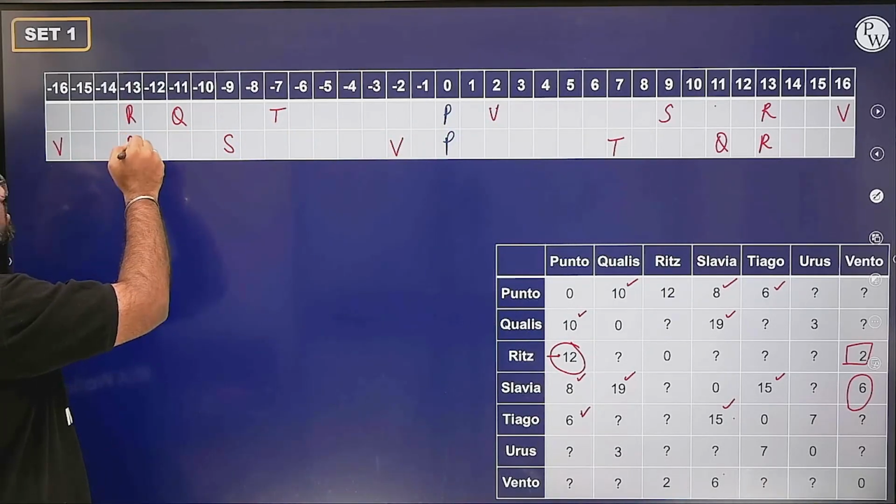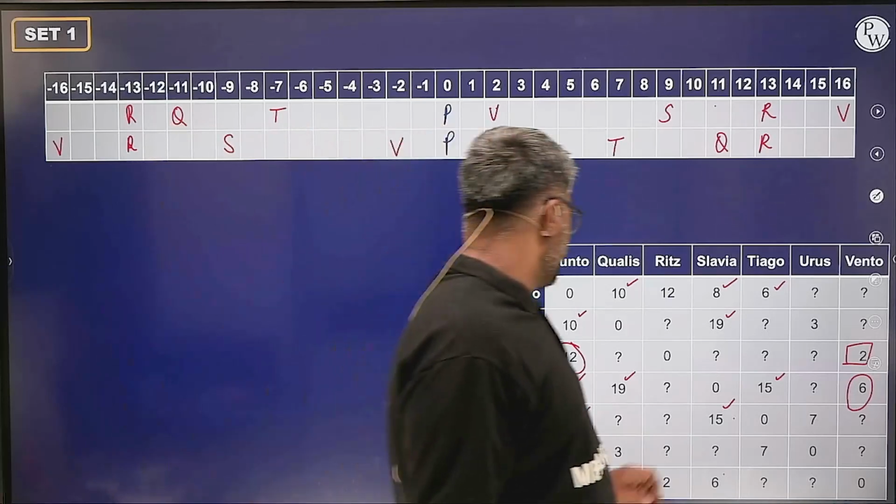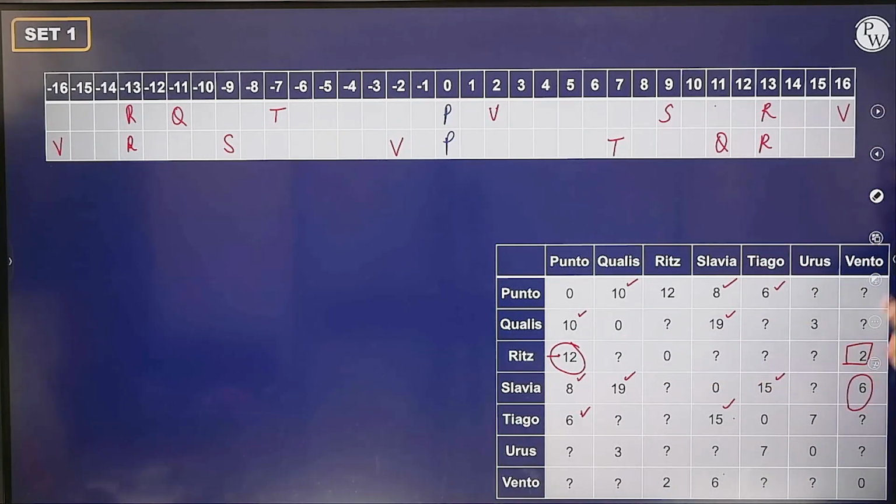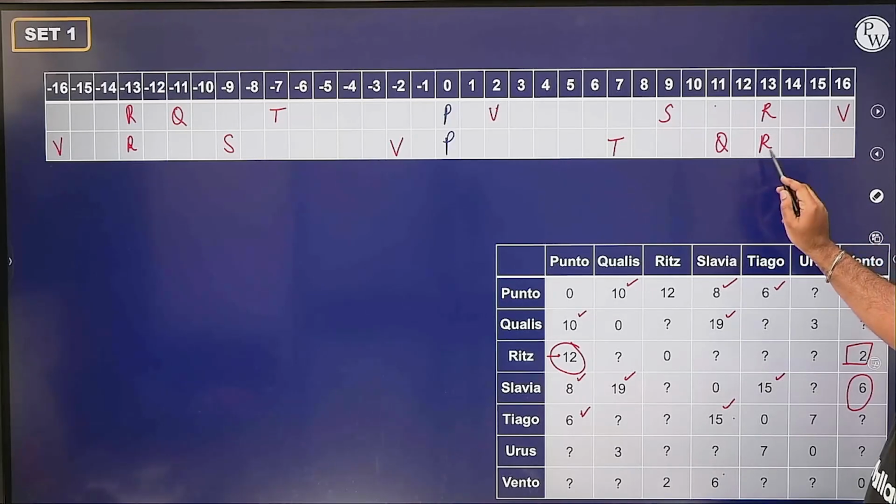We'll place it here also, and then check which one we can eliminate, because we know Ritz and Vento have a 2 gap. Ritz and Vento have a 2 gap. So look here, Ritz and Vento, a 1, 2 gap. This makes sense. Yes, but look at the bottom one.